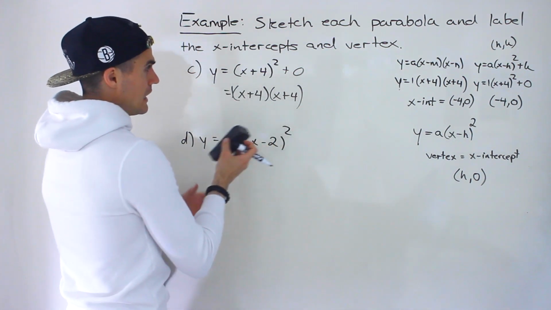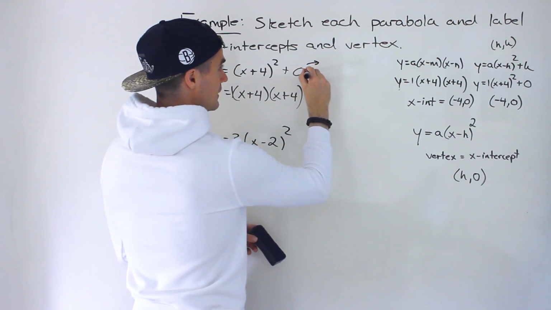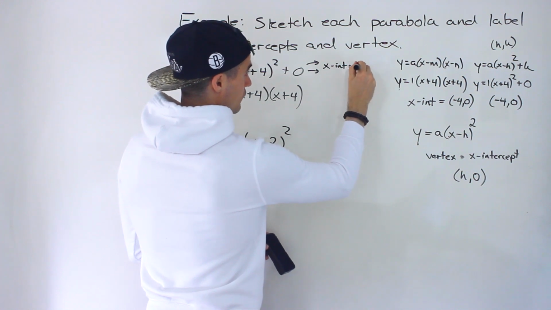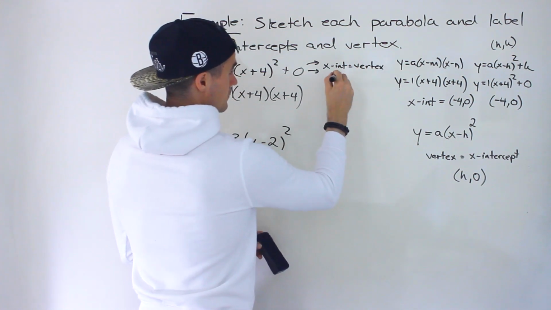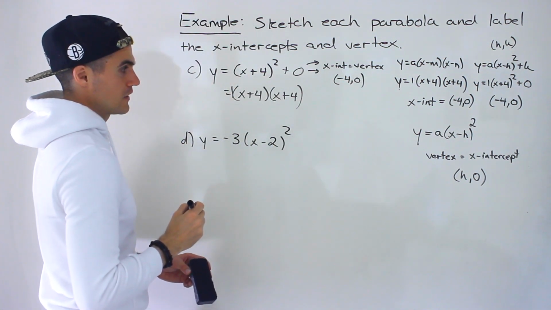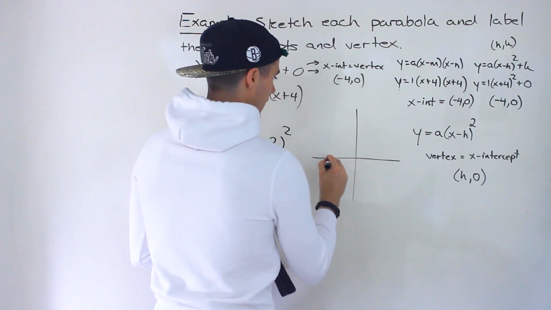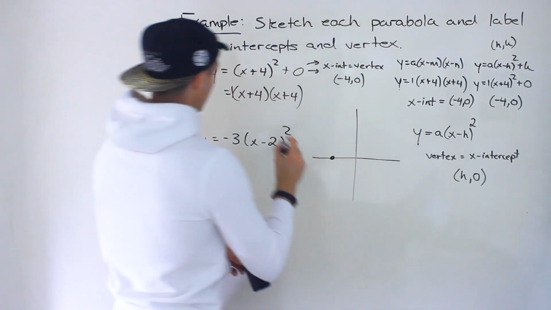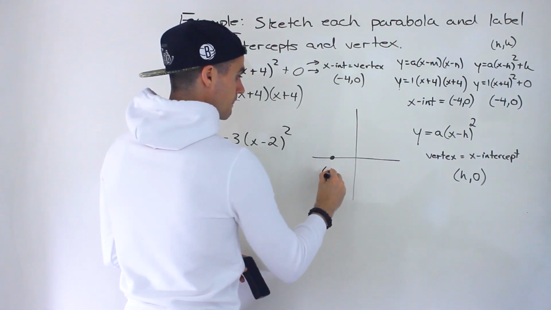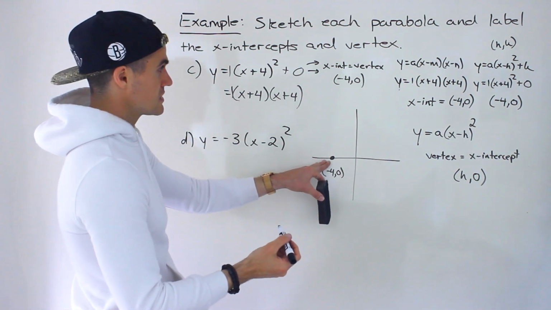So it makes it fairly easy to deal with, because notice we don't have to find the x-intercepts or the vertex, because they're the same thing. It's just happening at -4 and 0. So if we graph this out, we'll have -4 and 0, and then notice that the a value is +1, so we know it's going to be opening up. So the x-intercept and the vertex are the same.